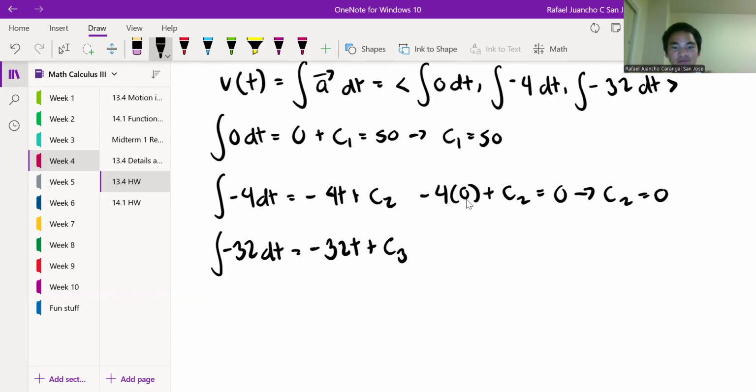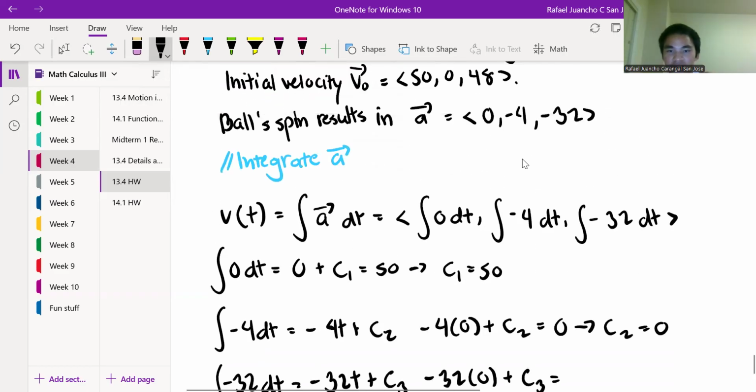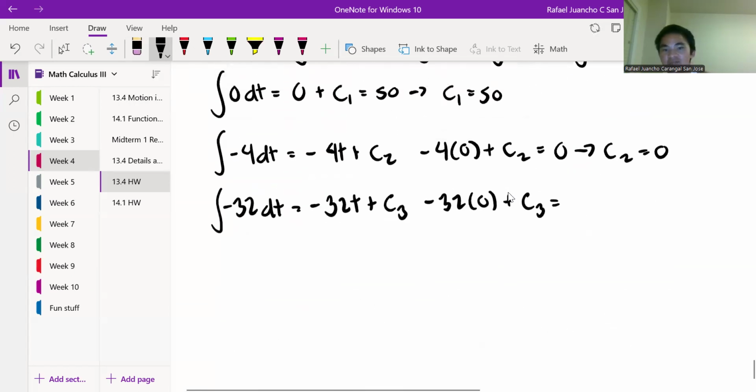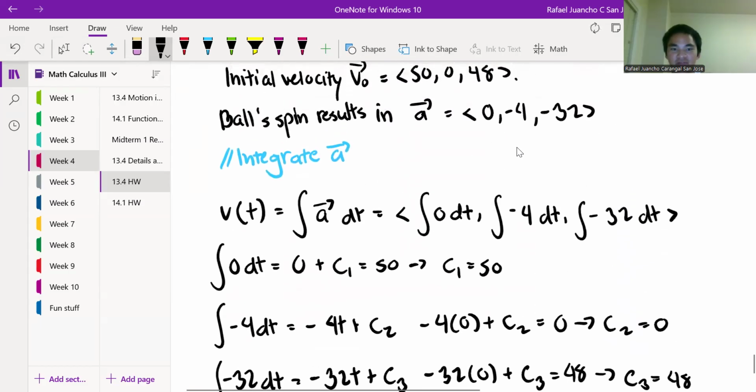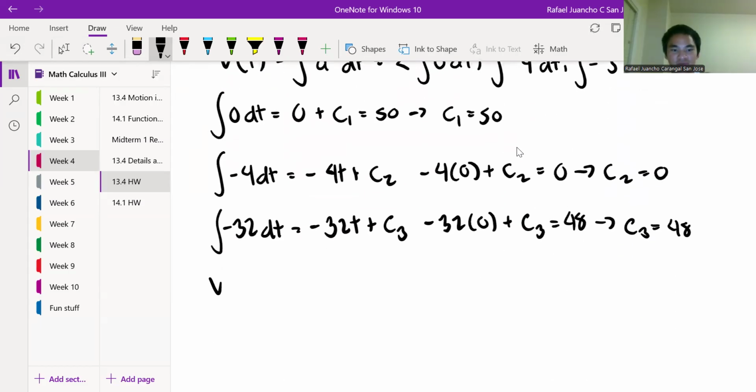Dang, it's one of these moments where I'm like, oh, it clicked. Okay. I plug in my 0 here, C3, and this is what? 48. And this makes sense because this is the initial velocity at time equals 0. So we're definitely going to cancel out all of those parameters. So yeah, here my C3 is just 48. So now we do have a velocity vector that we can work with.